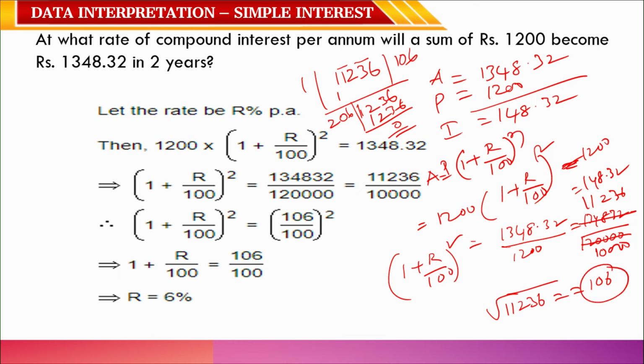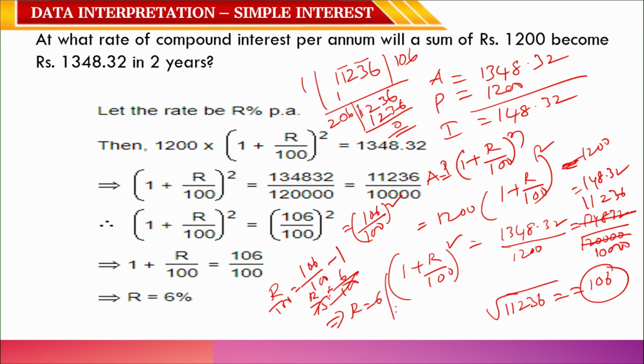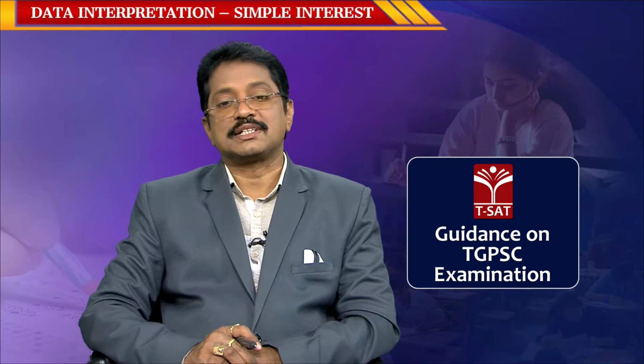So 11,236 by 10,000 you can write as 106 by 100 whole square. Here you can eliminate the square, then 1 plus r by 100 is equal to 106 by 100, or r by 100 is equal to how much? 106 by 100 minus 1, that is 6 by 100. You can cancel r by 100 and 6 by 100 on both sides. 100 and 100 get cancelled. R is equal to how much? 6%. That is it. Clear? So R is simply 6%.